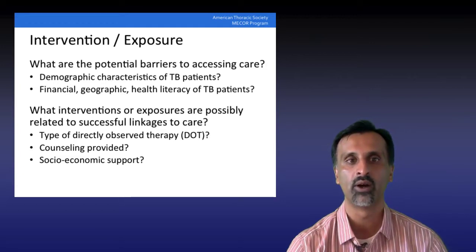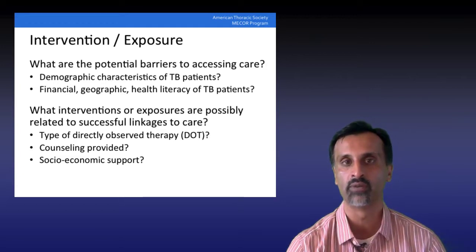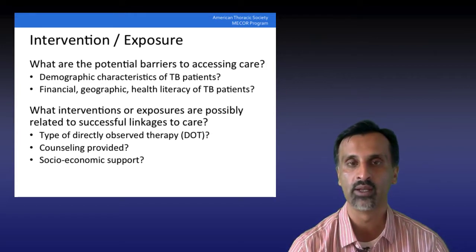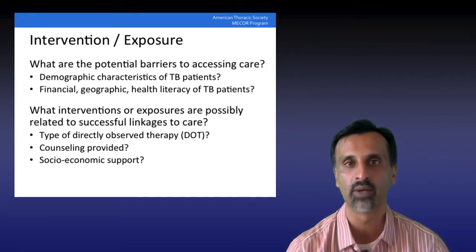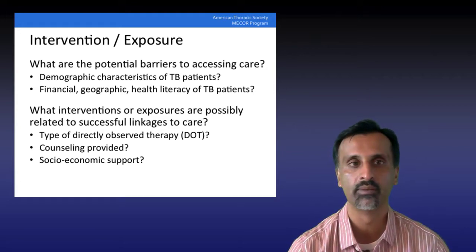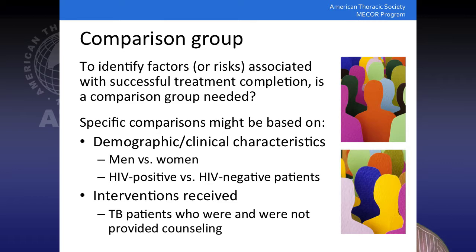So it's important to think about all of the various factors or exposures or interventions in your context that you might want to study, or that might influence the treatment outcomes or the problem that you're seeing. So next, think about whether a comparison group is needed. Is a comparison group needed to identify factors or risks associated with successful treatment completion? Some comparisons that you might think about are related to demographic or clinical characteristics. Are completion rates different in men or women, in HIV-infected or uninfected patients? Or it might be based on the interventions they've received in clinic. So for example, are completion rates different in patients who didn't receive counseling?